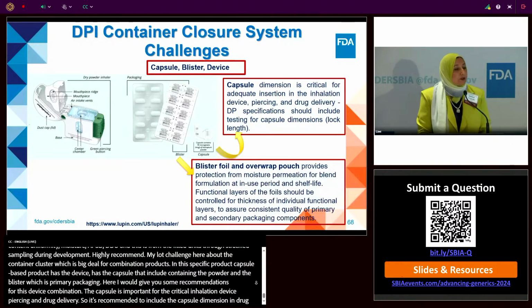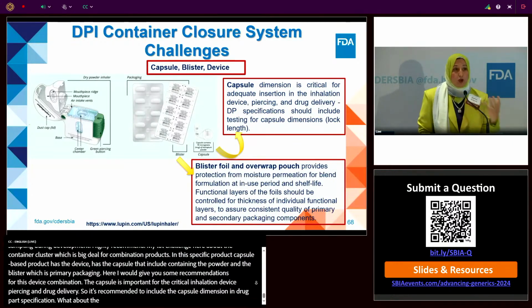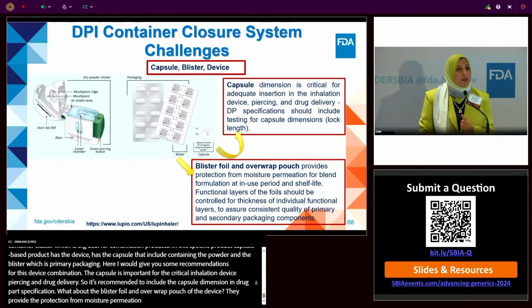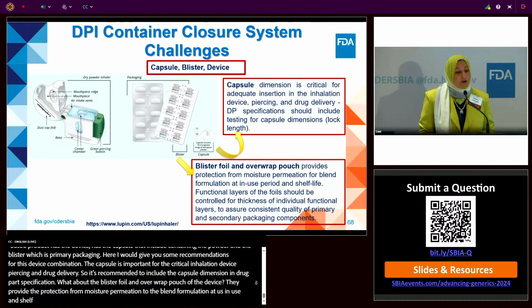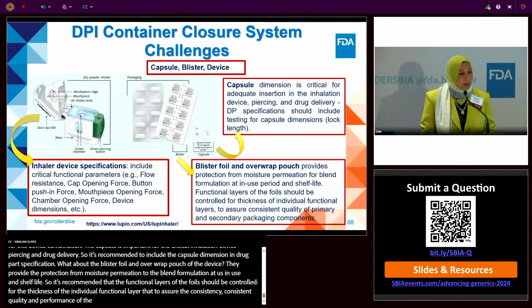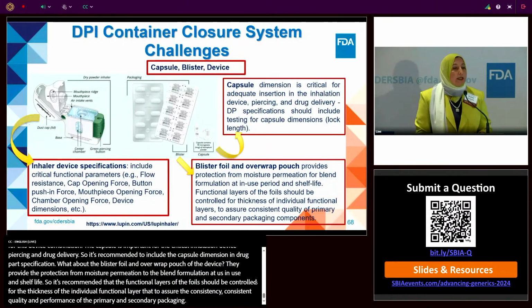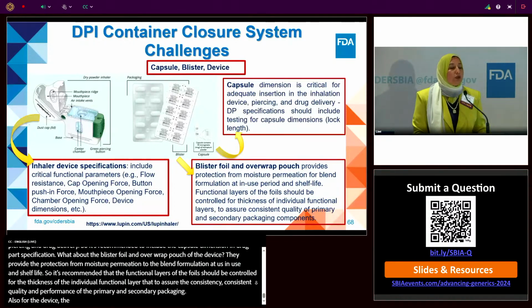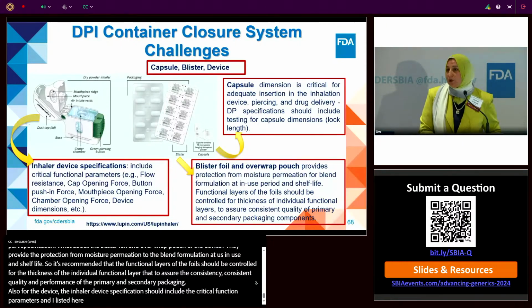What about the blister foil and the overwrap pouch of the device? They provide protection from moisture permeation to the blend formulation at use, in use, and shelf life. So it's recommended that the functional layers of the foil be controlled for the thickness of the individual functional layer, to assure the consistent quality and performance of the primary and secondary packaging. Also, the inhaler device specification should include the critical functional parameters, and I listed here a couple of these functional parameters to be included in the specification.